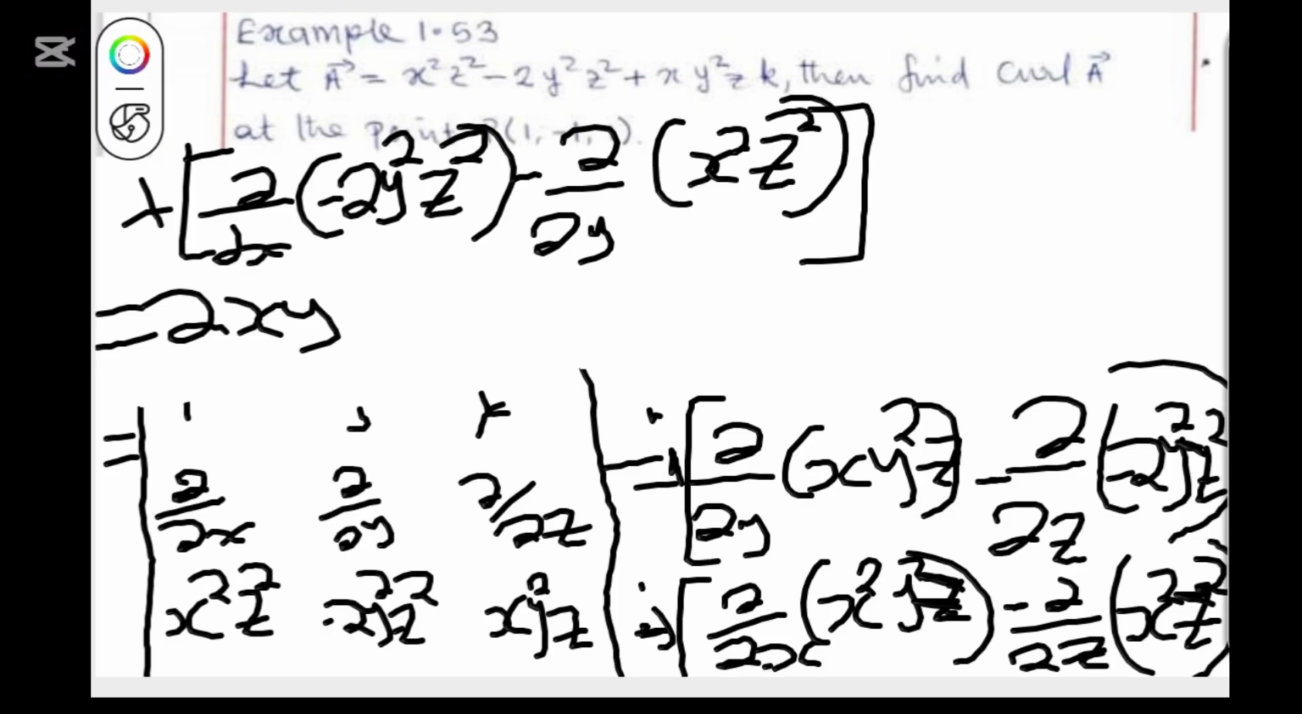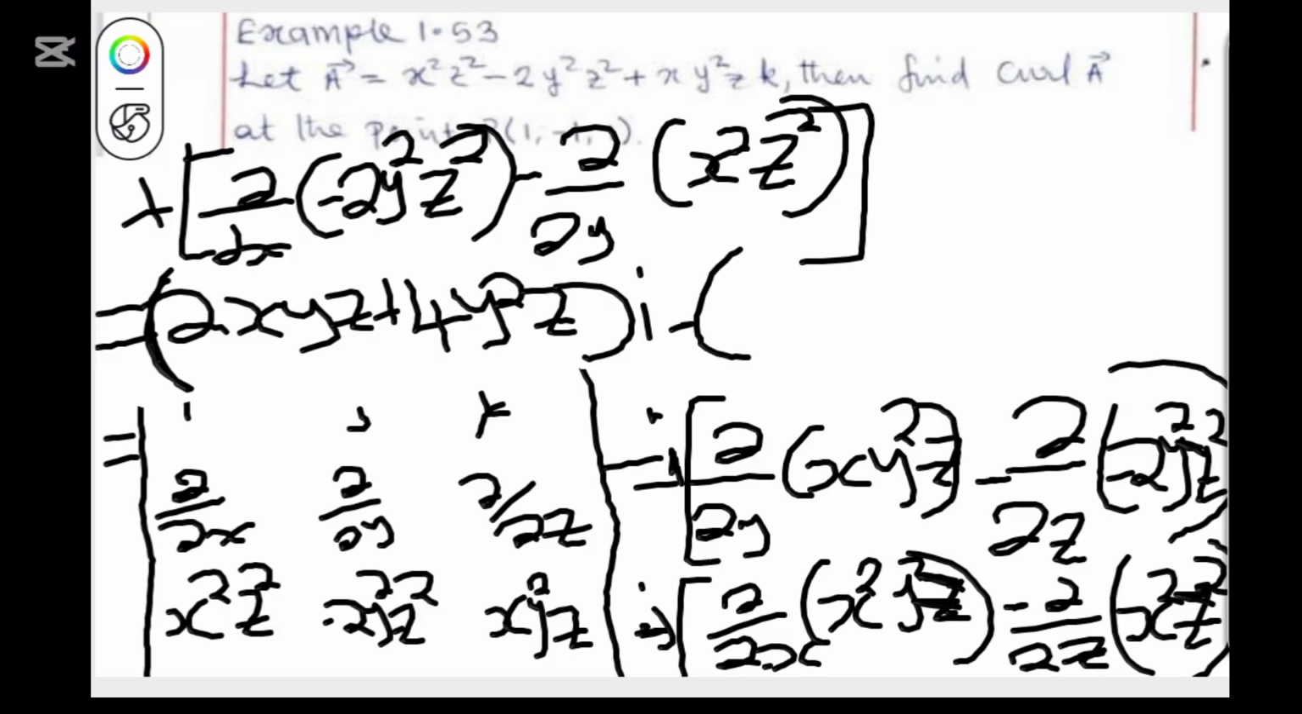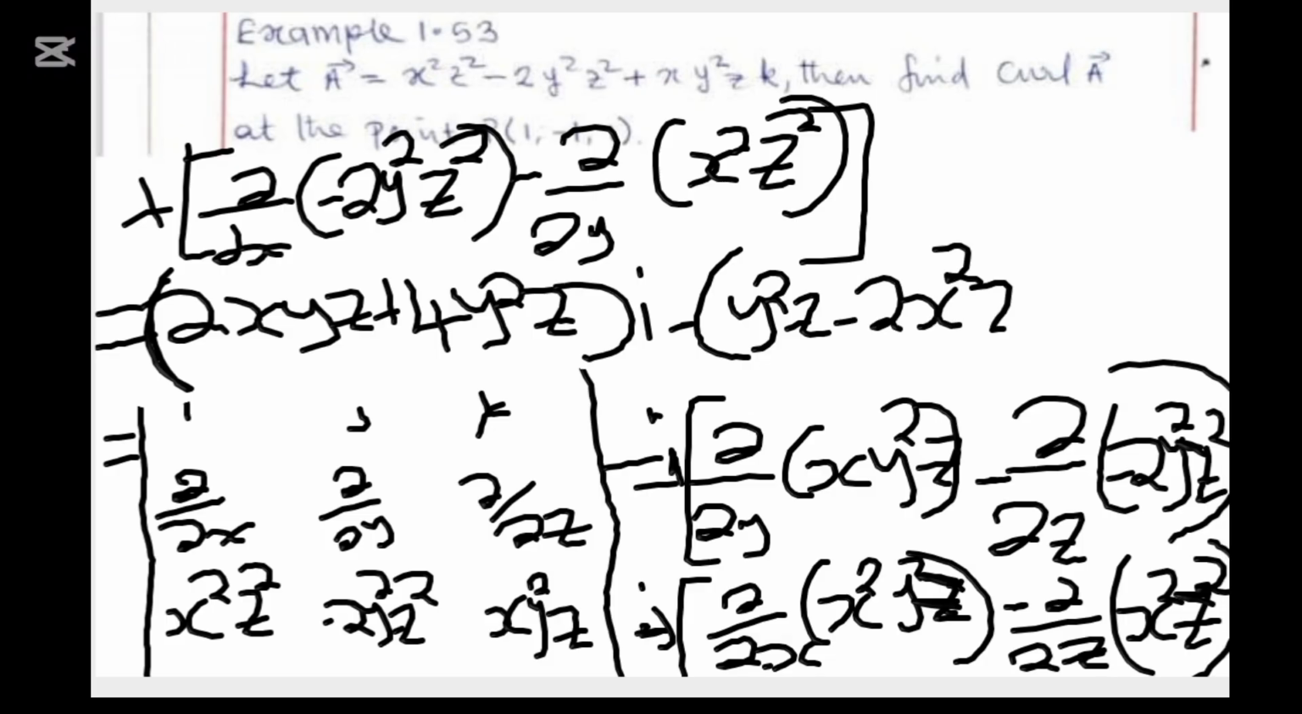So after differentiating, at the end we will get 2xyz plus 4y squared z i. So this is all for the value of i. Then I have to say minus for the value of j, I have y squared z minus 2x squared z for the value of j. For k it is minus 0k, because I will end with 0.